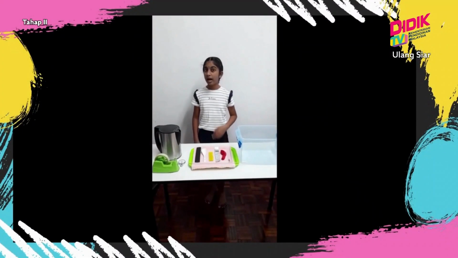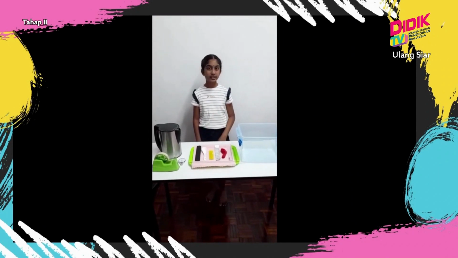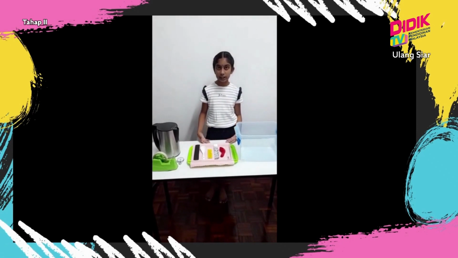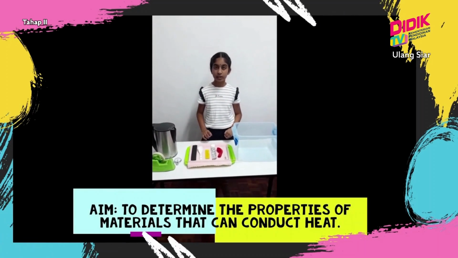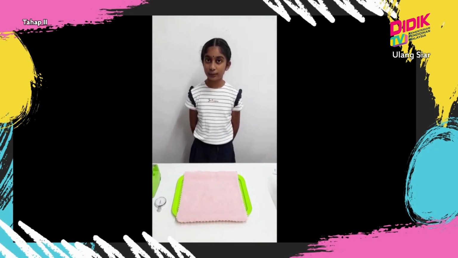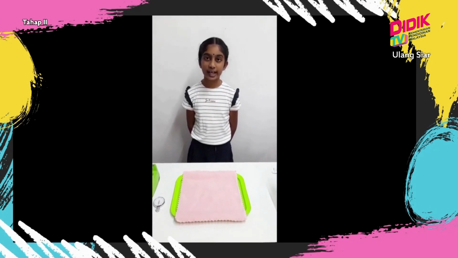Greetings to everyone. I am Roshni from SK Seri Permai Pulau Pinang, going to carry out an activity to identify materials that can conduct heat. These are the test objects that I'm going to use now.